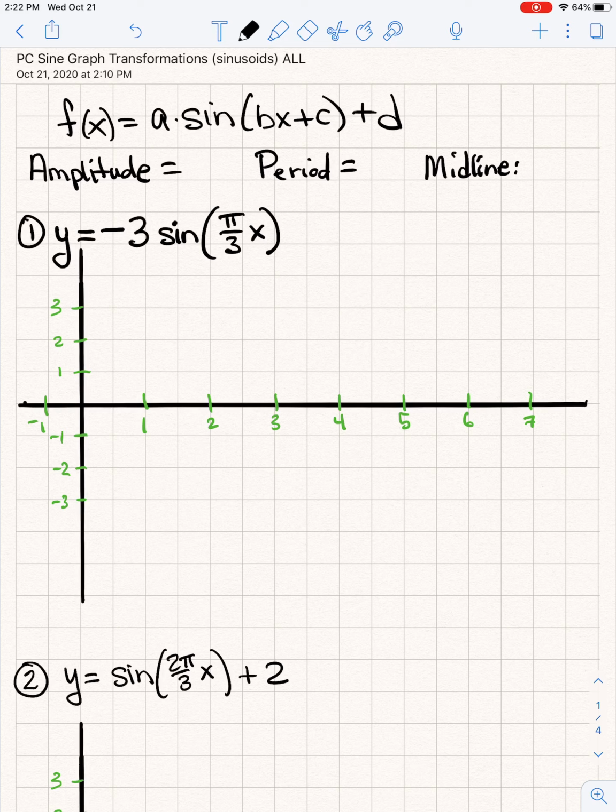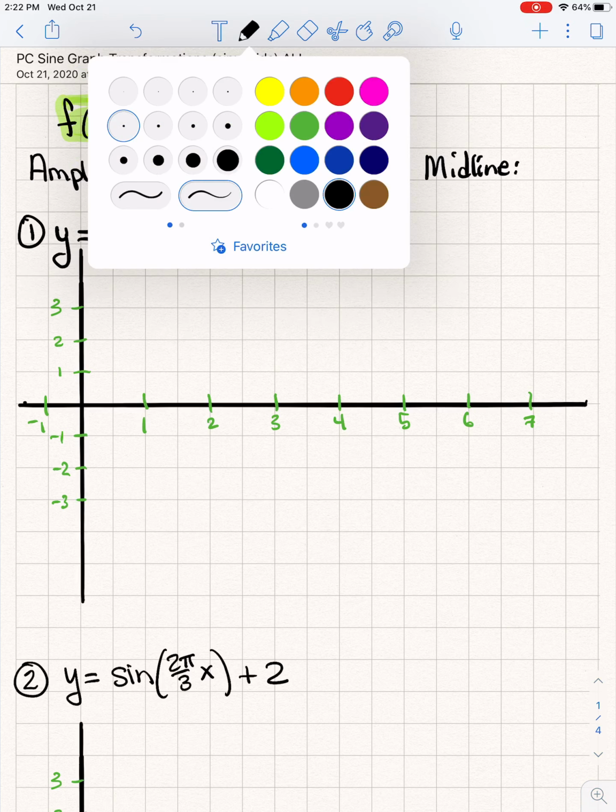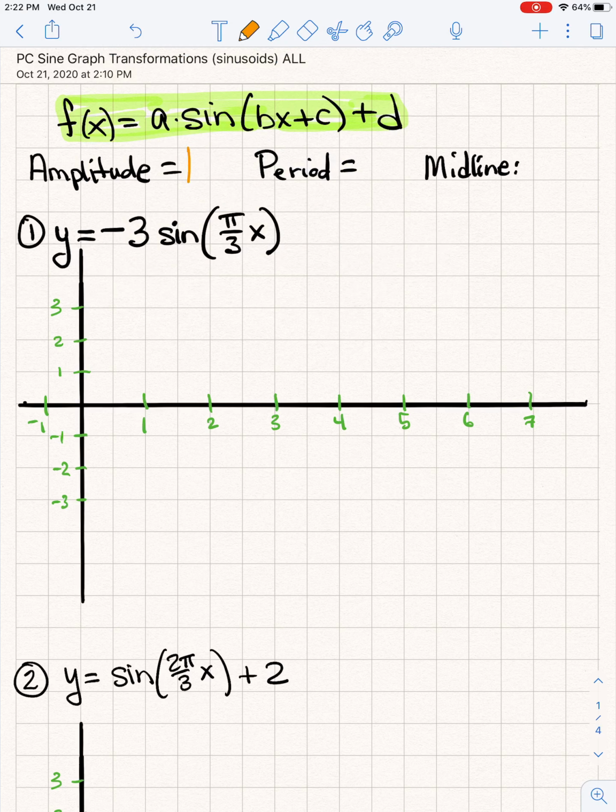All right, first of all, just to review, we have the basic formula for a sinusoid given here. In case you haven't put that into your notes yet, there it is. Amplitude is the absolute value of A. Period is 2 pi over the absolute value of B. And the midline is going to be up or down dependent on your D value.